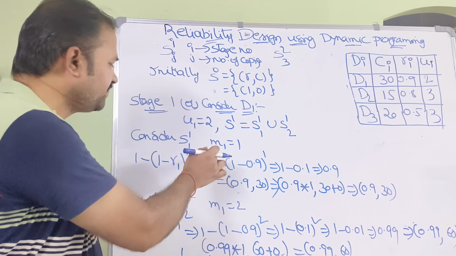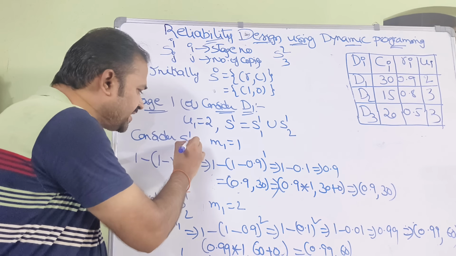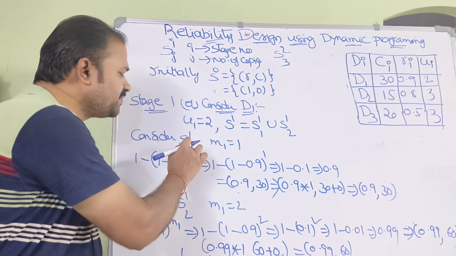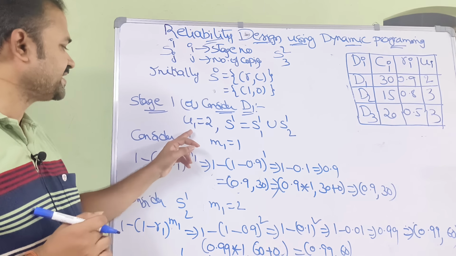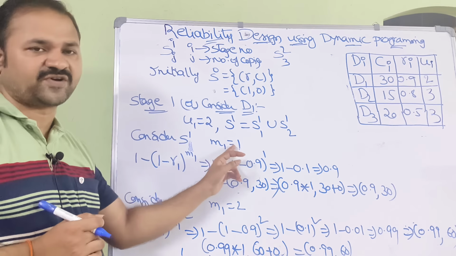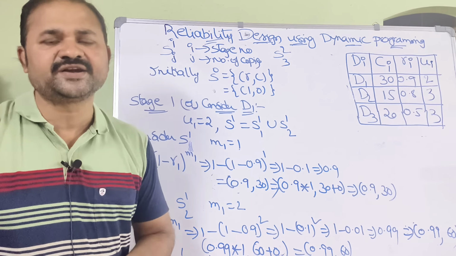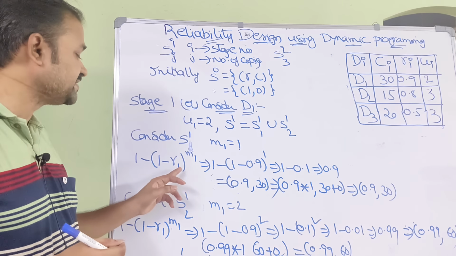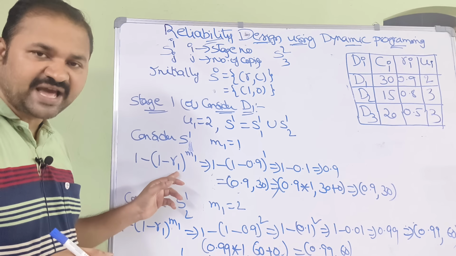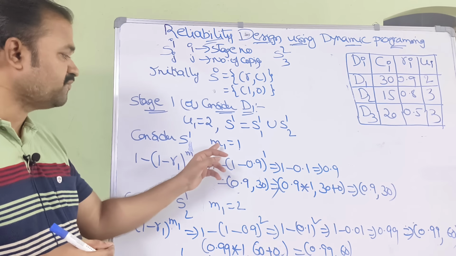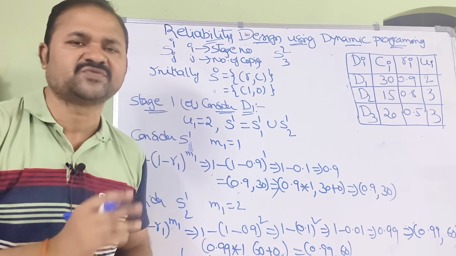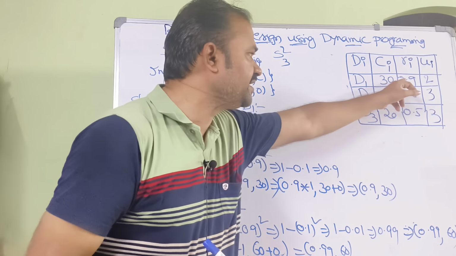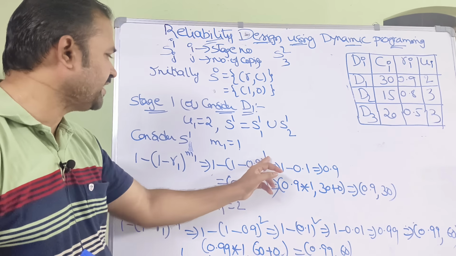In S power 1 1, what is the M1 value? M1 means number of copies. Here we have 1 copy in S power 1 1, so M1 is equal to 1. In order to calculate the probability, the formula is 1 minus, within the parenthesis, 1 minus the reliability of the first device, whole power M1. M1 means number of copies of the first device. So that is equal to 1 minus, what is the first device reliability? That is 0.9.